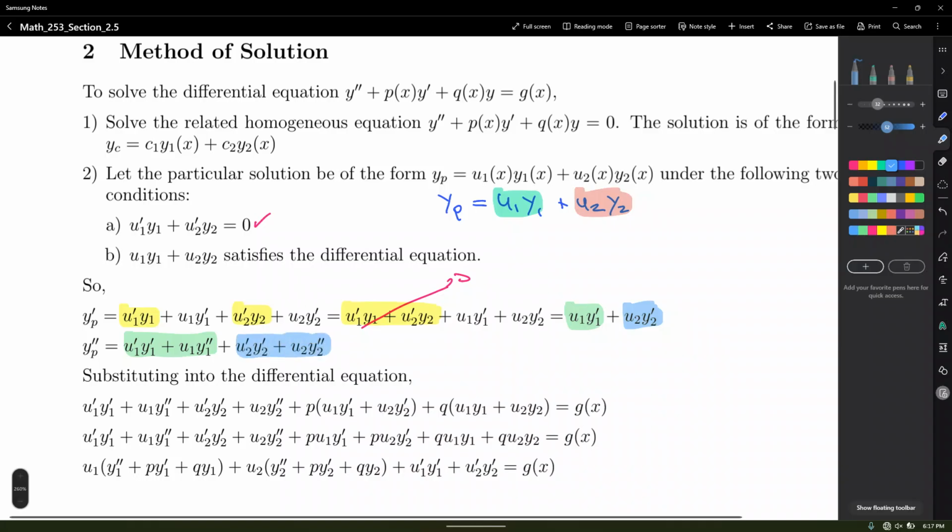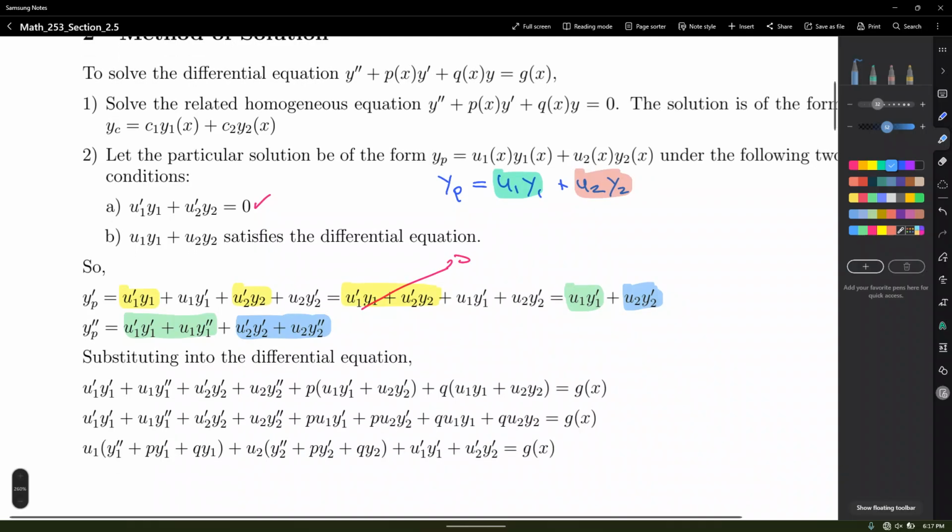Do you guys agree with those two product rules? So u1 prime y1 prime, plus u1 times y1 double prime, same over here. Now that we have the two derivatives, how about we substitute into the differential equation? Why do we substitute that into the differential equation? Because that's the second condition. This guy, along with the two derivatives, is going to satisfy the differential equation.